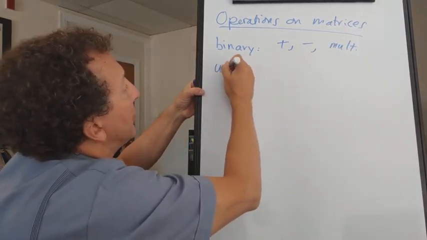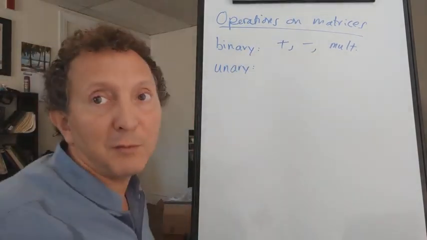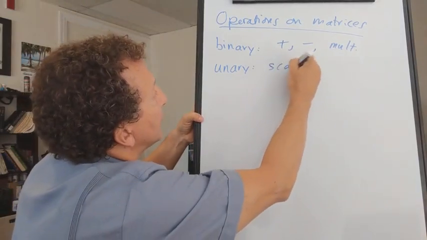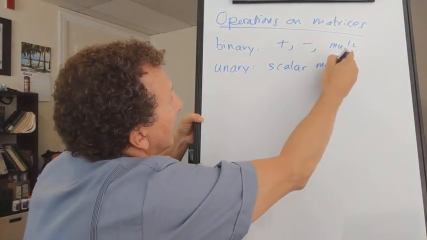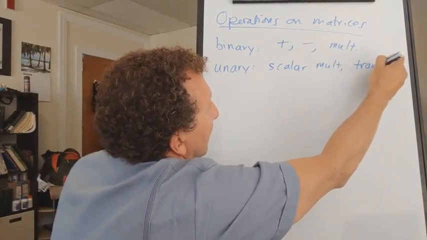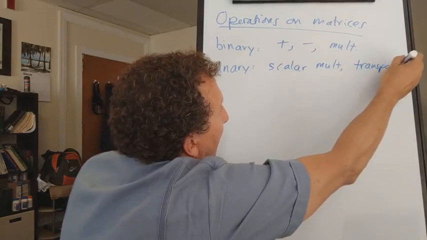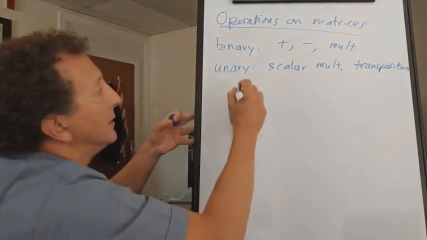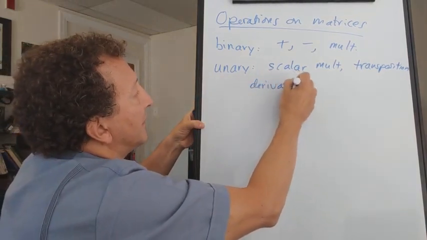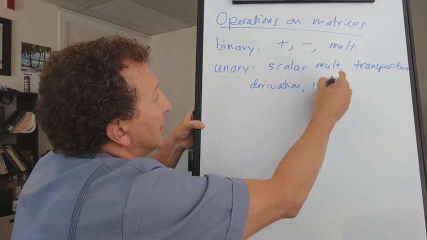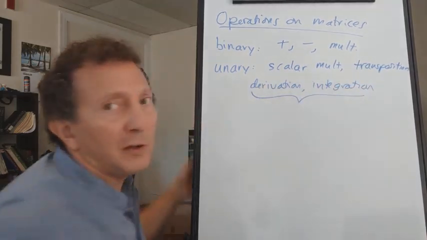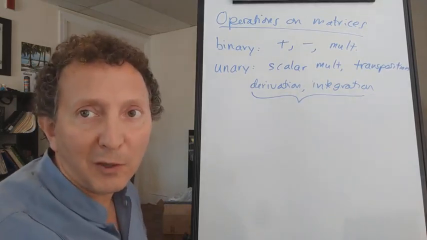Then we have unary operations. Unary means we do it to just one matrix: scalar multiplication, transposition, and derivation and integration. These make sense if the entries of the matrix are functions.